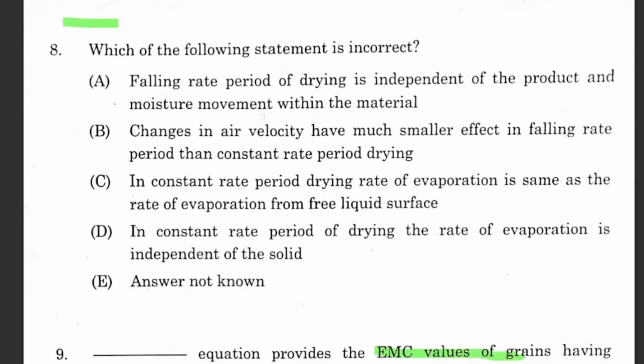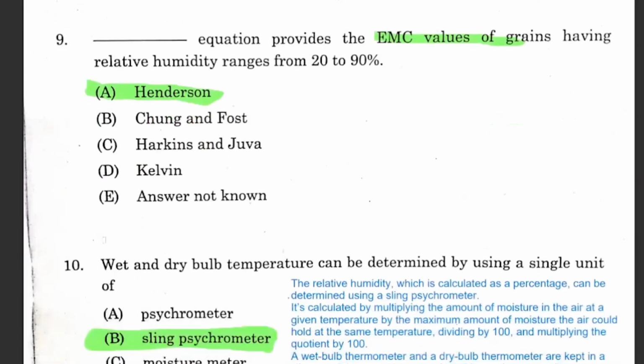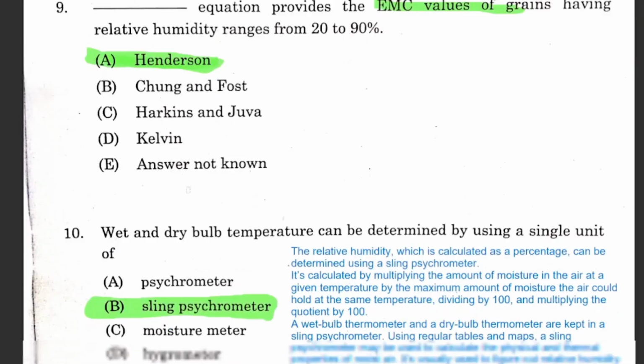Question number 8: which of the following statements is incorrect? You can solve this question and mention your answer in the comment section. Question number 9: which equation provides the EMC (equilibrium moisture content) values of grains having relative humidity ranges from 20 to 90? This is related to the Henderson equation. Option A is correct here.